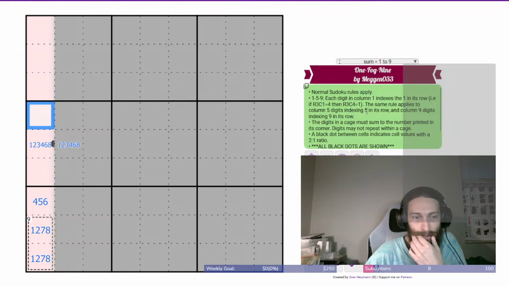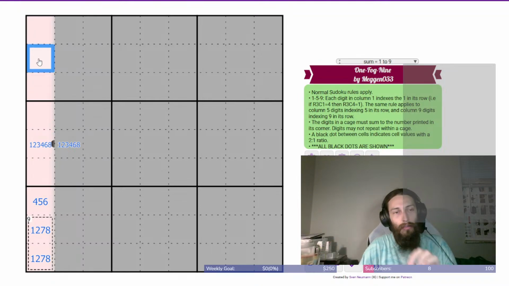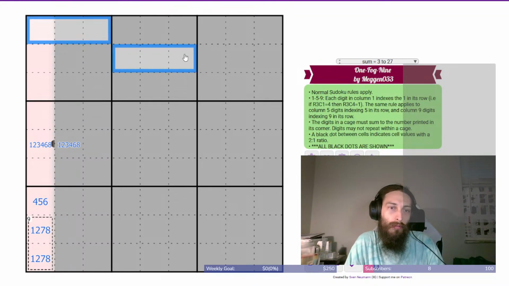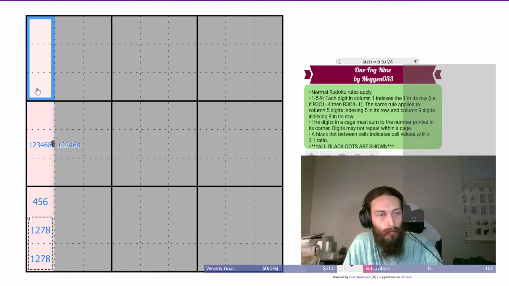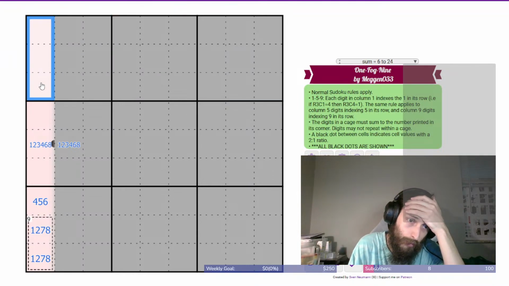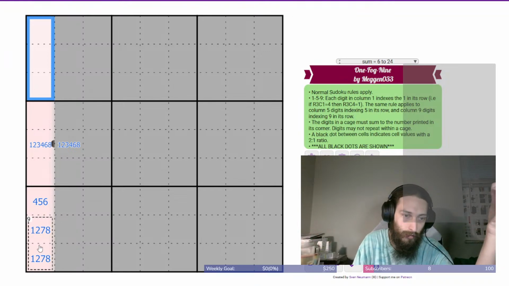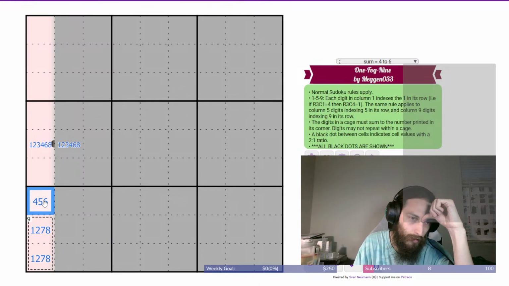All black dots are shown. We know that they have to be a low, middle, and high digit. So we've got a 1, 2, 3, a 4, 5, 6, and a 7, 8, 9. They don't have to be in that order, but we know that sort of grouping exists. That's how I got the 4, 5, 6 here. Right.